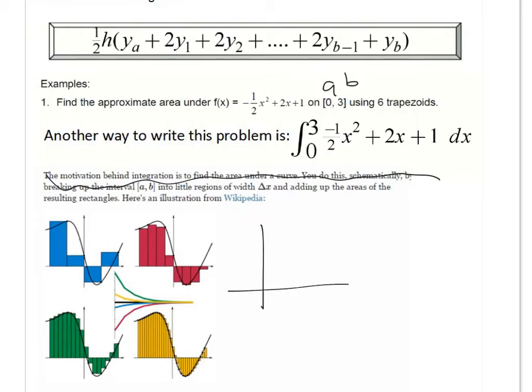Okay, so I graphed f of x on my calculator, and we've got a parabola. It's got an intercept over here and then another one over here, and it looks like it's a little bit past 4. And we're looking between 0 and 3. So we are looking to approximate the area under these two boundaries using 6 trapezoids. Now 6 is our n value. If we are using 6 trapezoids and we have a width of 3, that tells me that we are going to have width of 6.